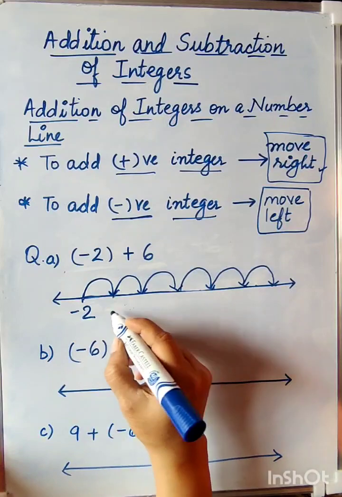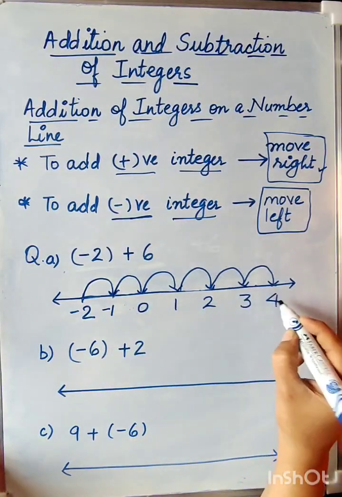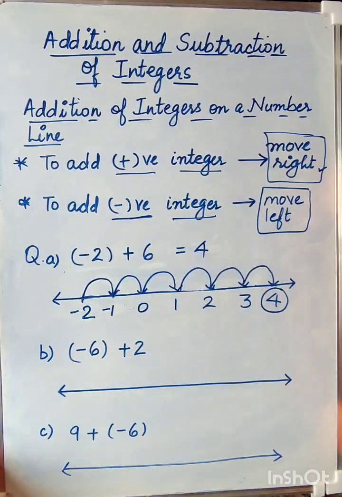So let us put our numbers. This will be minus 1, 0, 1, 2, 3, 4. So we have reached 4. That means minus 2 plus 6 gives us 4. The answer is 4 here.